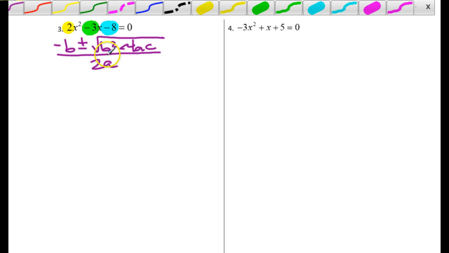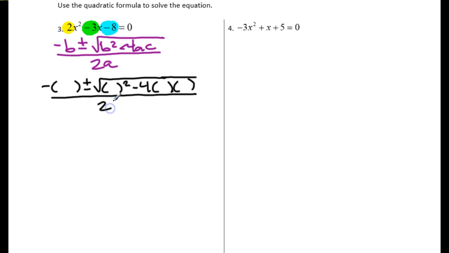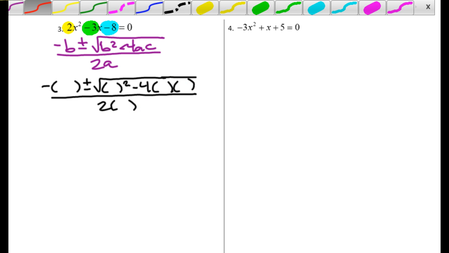Okay, the setup's important. Once we get it set up, we can use our calculator, but we've got to set it up right. So I'm going to do negative b. Remember, I'm going to use my parentheses because I'm going to plug in that value for b. And then in here, I'm going to do b squared. I'll plug that in later. Minus 4, parentheses for a, parentheses for c. And this is all in the radical. All that over 2a.